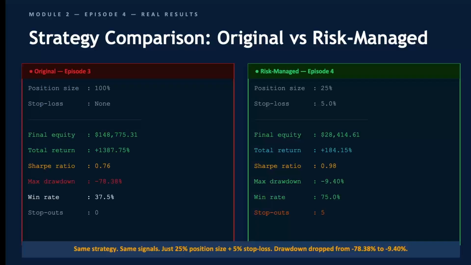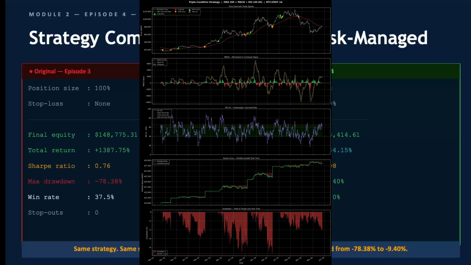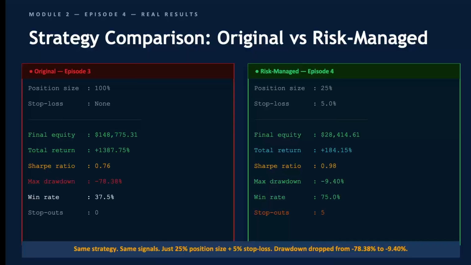Here are the actual numbers. Same strategy, same signals. Just two changes. 25% position size and a 5% stop loss. Look at what happened to the drawdown. Negative 78% became negative 9.4%. That's not a typo.